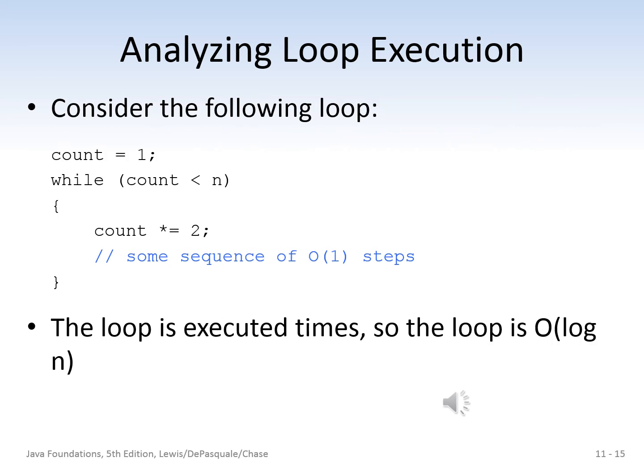Now, let's take a look at another example. If the progression of the loop is logarithmic, as it is in the loop on this slide, then the loop is said to be O of log n. Note that when we use a logarithm in an algorithm complexity, we almost always mean log base 2. Since each time through the loop, the value of count is multiplied by 2, the number of times the loop is executed is log 2 n.